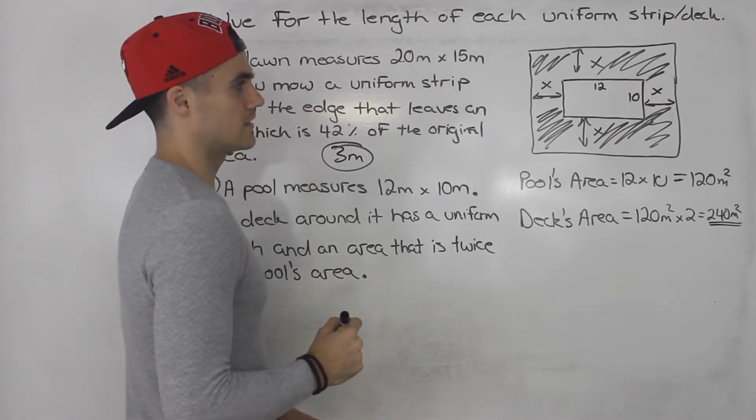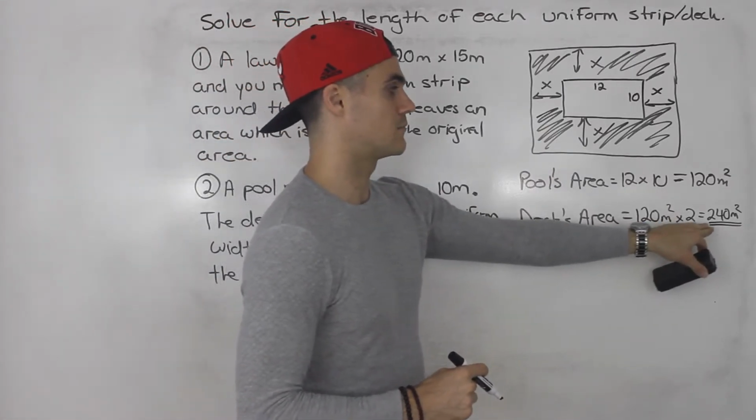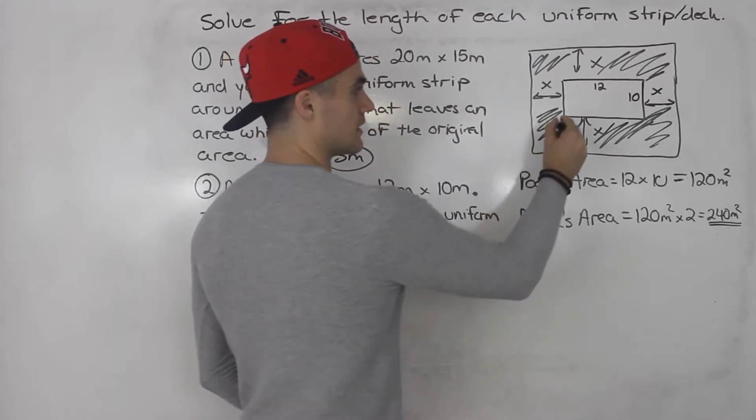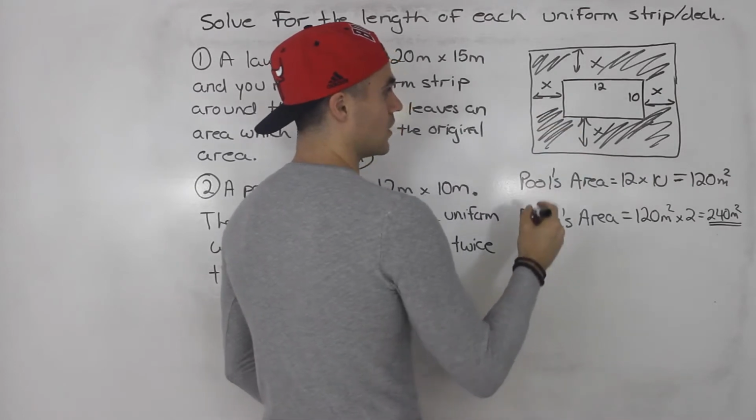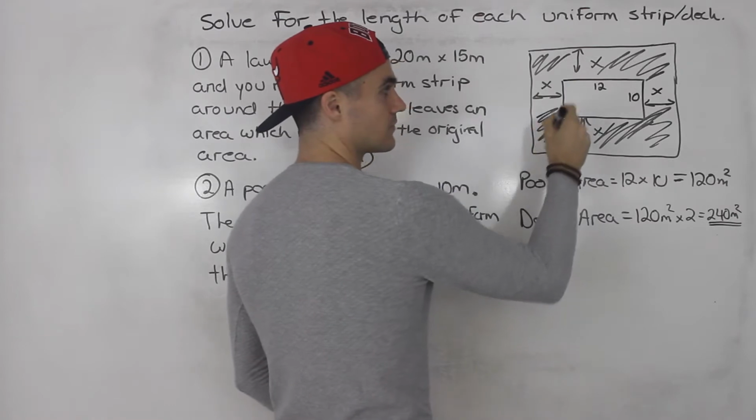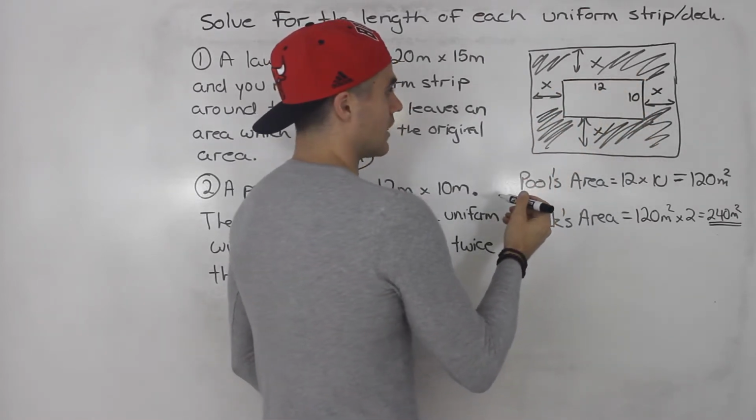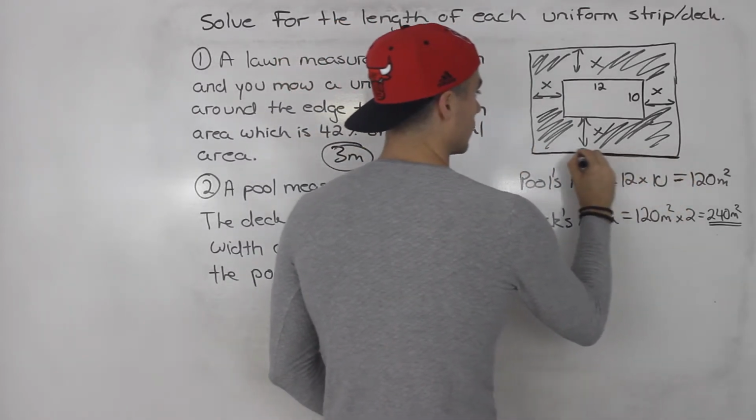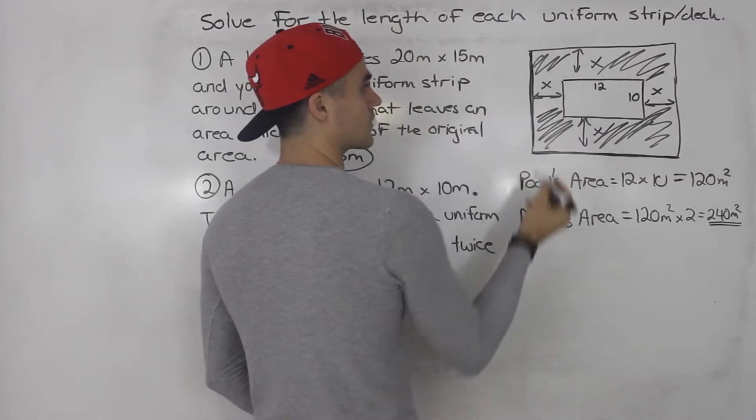Now, how can we create an expression where we can solve for x using either area, most likely this deck area here? How can we represent this shaded area here? Well, we could take the large rectangle and subtract the small rectangle. How can we get an expression for the length of the large rectangle and the width over here?